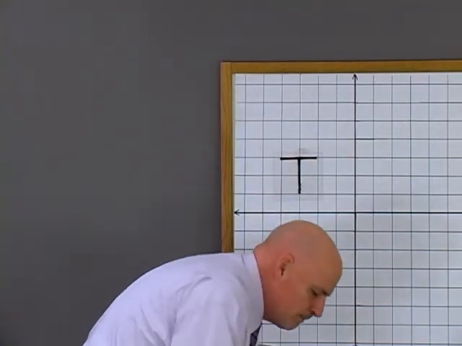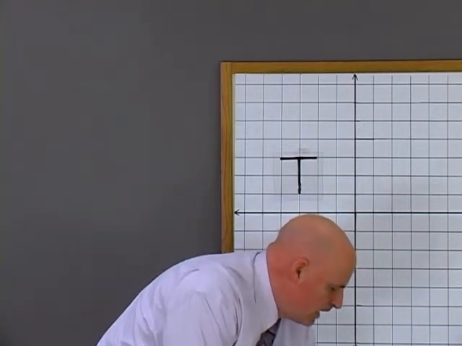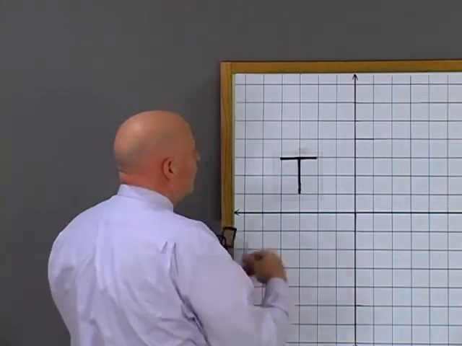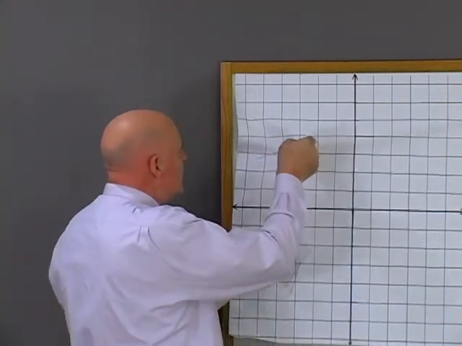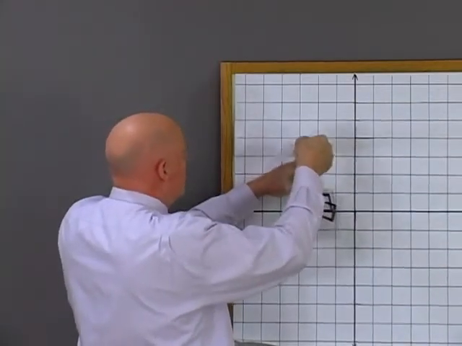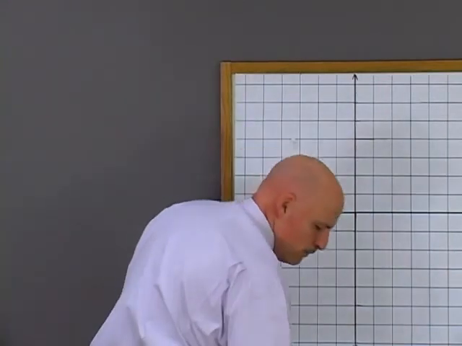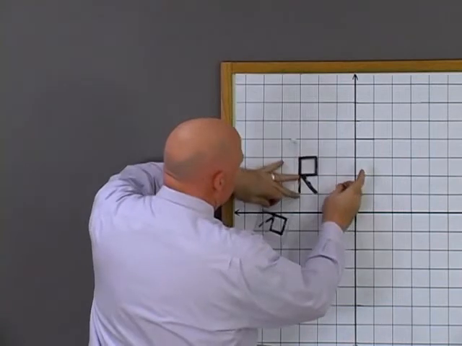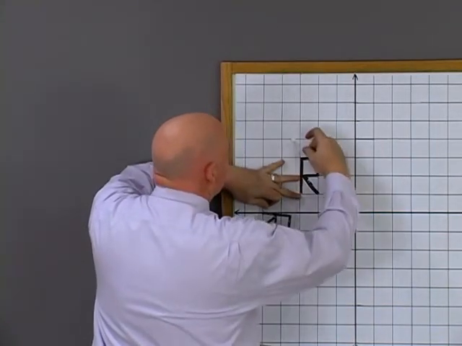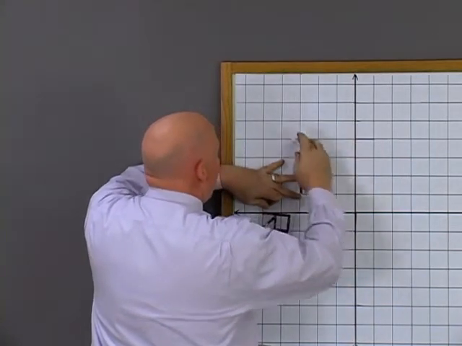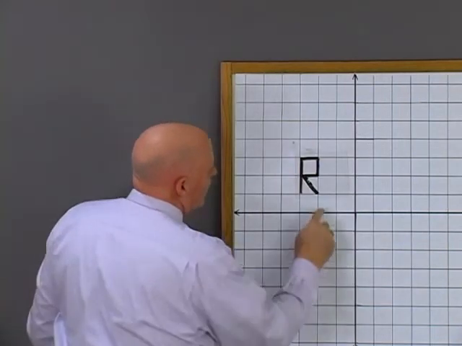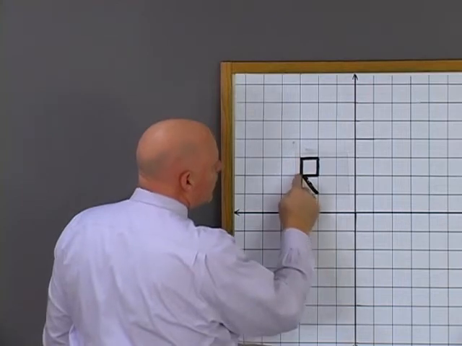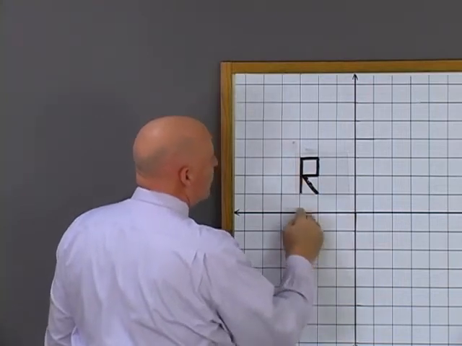The next one is a reflection. And so I have an R. We'll untranslate our T, and we're going to put our R up here. I'm going to use this little point right down here. Looking here, over 2, up 1. Or you could look at the intersection point, over 3, up 2.